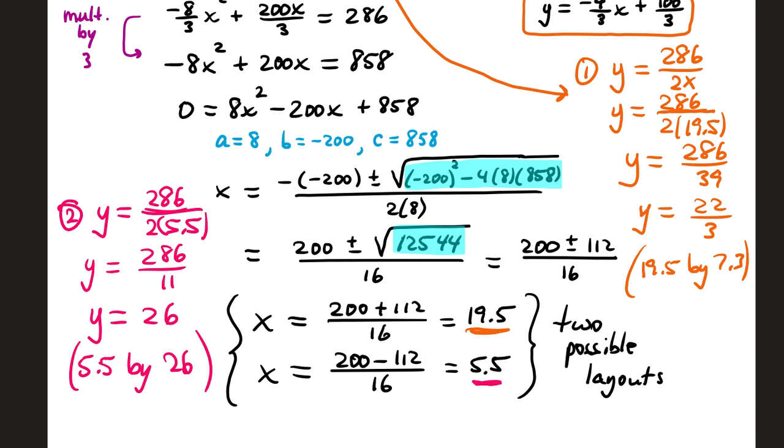The other possible layout is if x is 5.5, underlined it in red. So over here at your lower left, 286 divided by 2 times 5.5, that's 286 divided by 11, which is 26 on the dot. So another possible layout would be 5.5 by 26 meters.